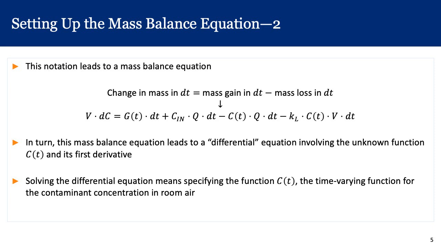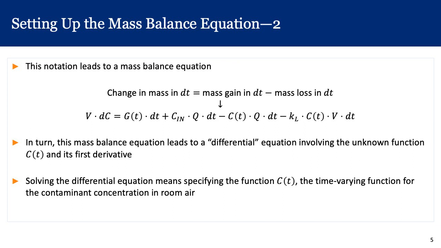So the left-hand side, change in mass, is the product of the room volume V times the infinitesimal change in concentration dc. Now we move to the right-hand side. So the mass gain terms are, if you remember, the source that is adding contaminant as well as the contaminated supply air. So those are the first two terms.